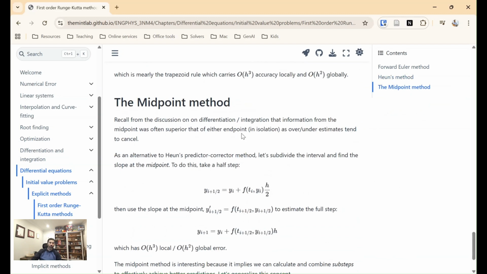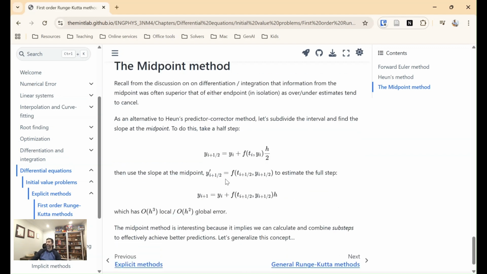Okay, what we're going to do is use the midpoint to cancel out the above and below error, right? It comes out to the same kind of idea. So in this case, we're going to start off at yi, and we're going to take a half step. We're going to call that yi+0.5, right? And we're going to take that value evaluated at the initial condition, but only h over 2.